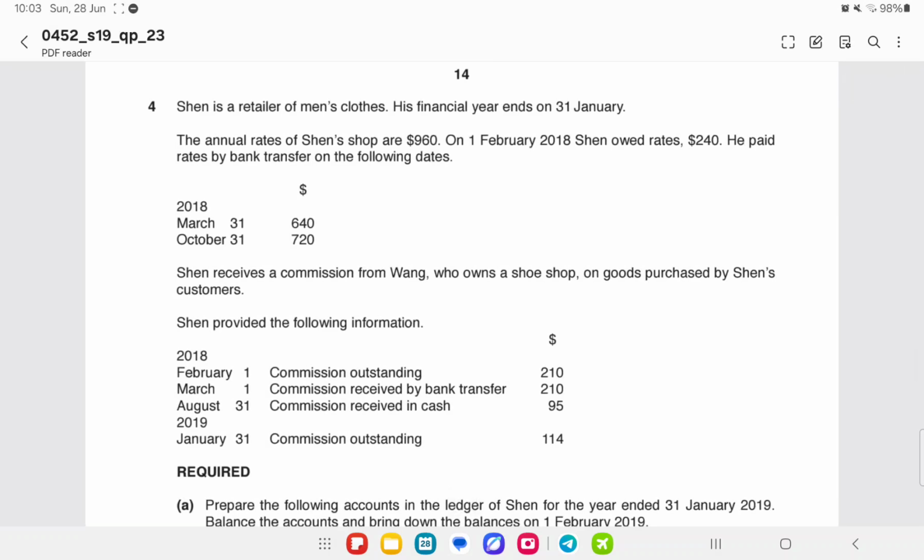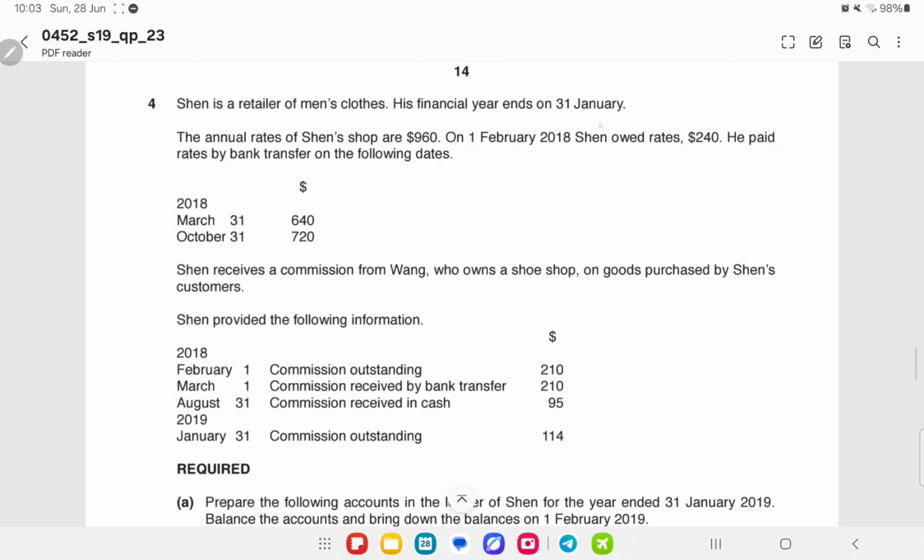His financial year ends on 31st January. So 31st January is the financial year end. It means 1st Feb to 31st January is the financial year. The annual rates of Shen's shop, annual rates means this amount is going to the income statement. Okay, total $960 will go to the income statement. So at the last we need to check whether it is extra or less than the required $960.